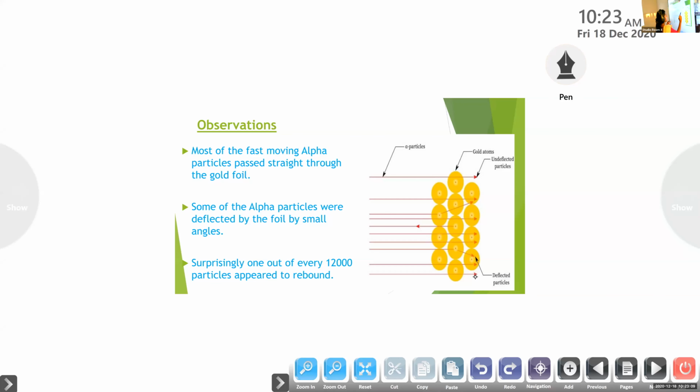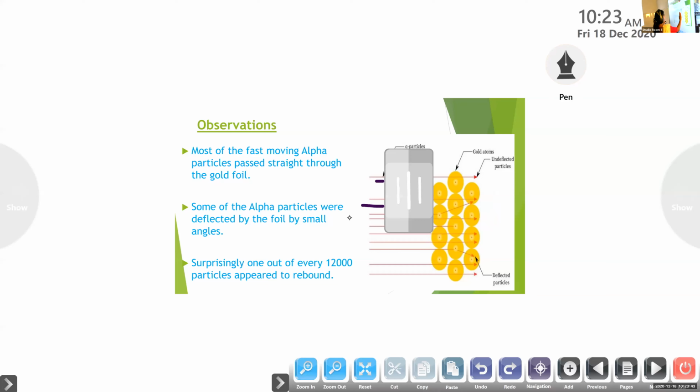Look at this image. Here the alpha particles are made to fall on this. This is the gold foil. Here, each one represents the gold atoms. So most of these alpha particles pass straight through this gold foil, right? Then very few alpha particles are deflected. And 1 out of every 12,000, that means very few, rebound. Okay, these are the major 3 observations of the gold foil experiment.